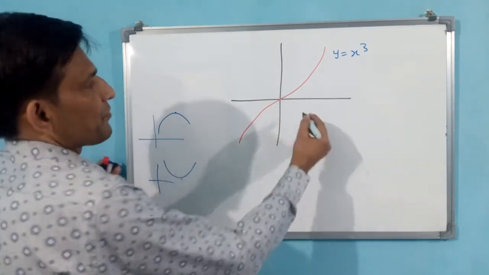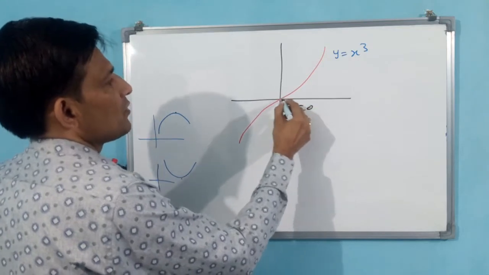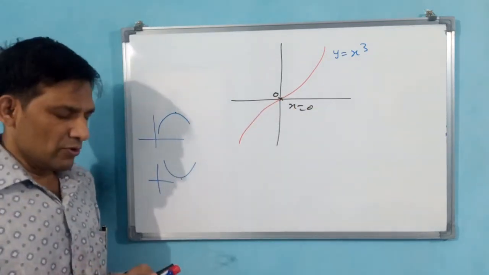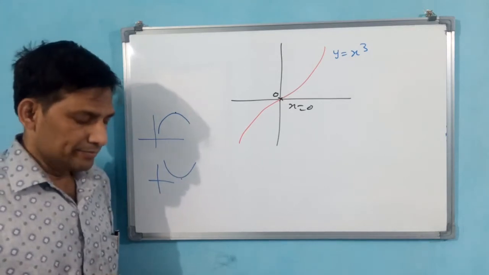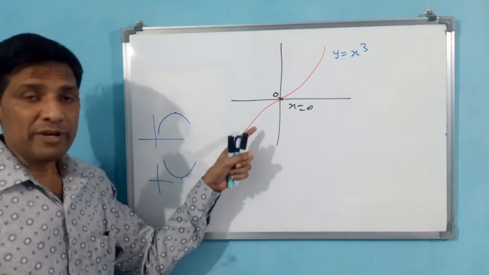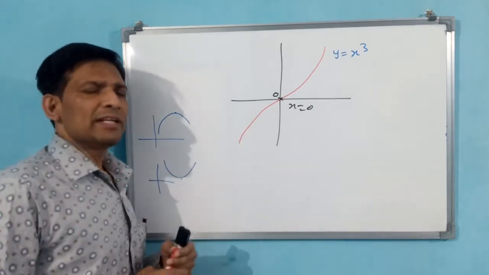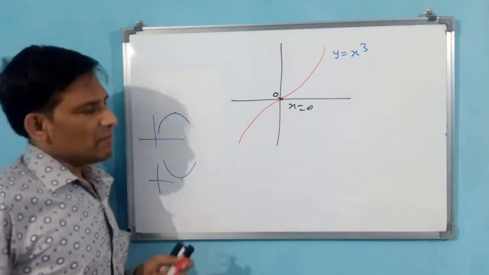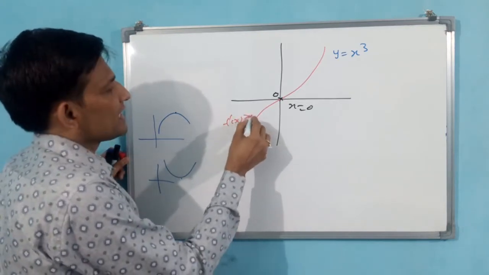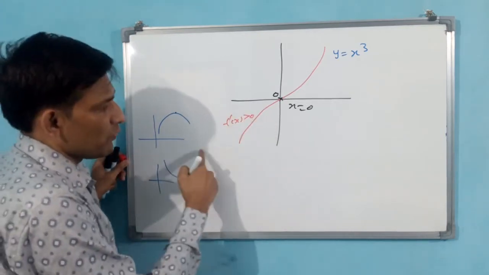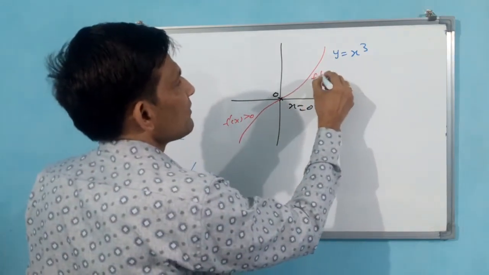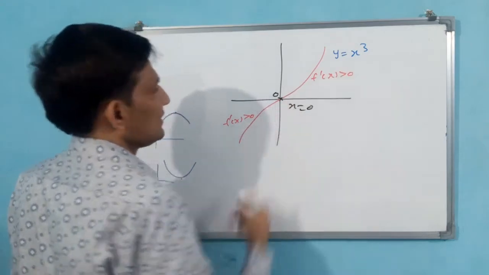But come here at x is equal to 0. Say this is 0. At x is equal to 0, what are you going to find? Is there a local minima or local maxima available here? Understand carefully. Why? Because here also f dash x is greater than 0 only. If you increase, it goes on increasing, and afterwards also f dash x is greater than 0 only.